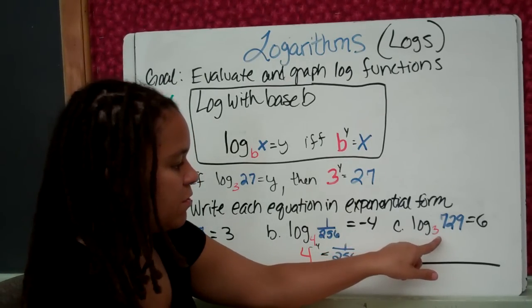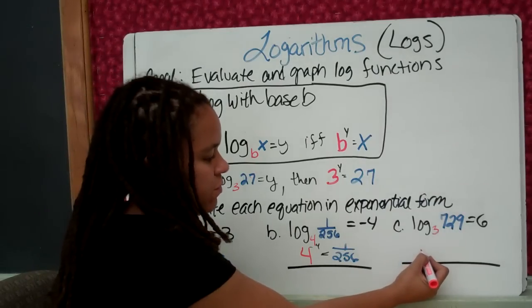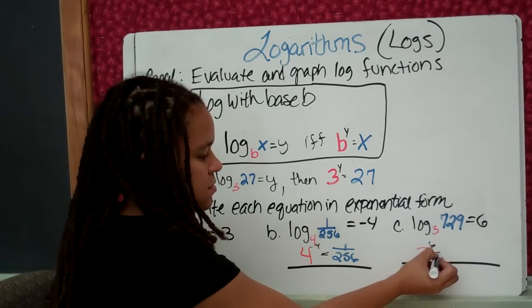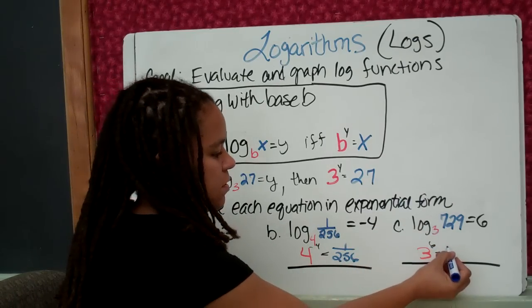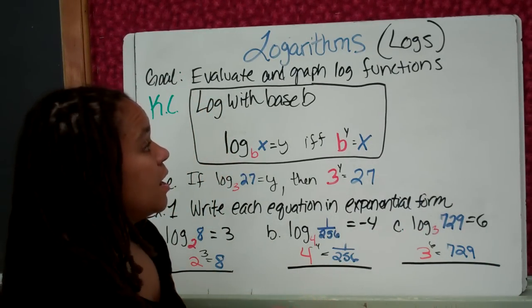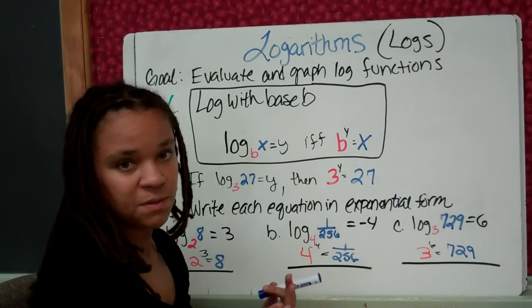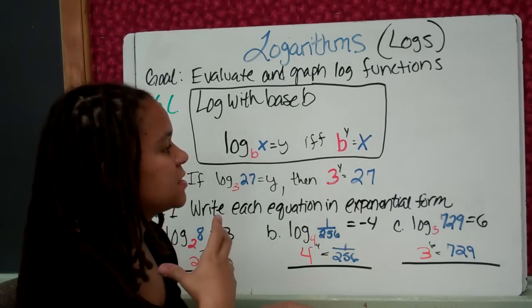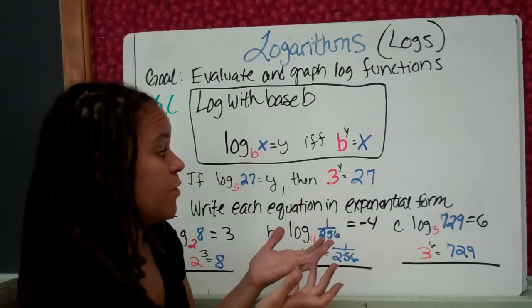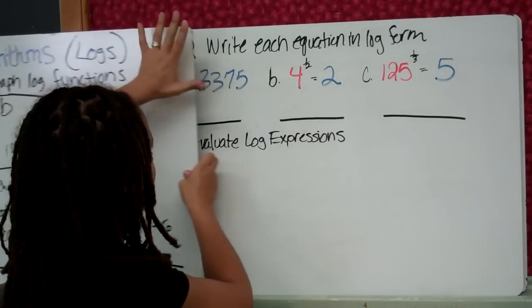And last but not least, log base 3 of 729 equals 6. That means 3 to the power of 6 is equal to 729. And we'll talk a little bit more about what logs are, but logs are the inverses of exponential functions. So they help us get exponents out from where they are and solve. And we'll look at that a little bit more in detail.